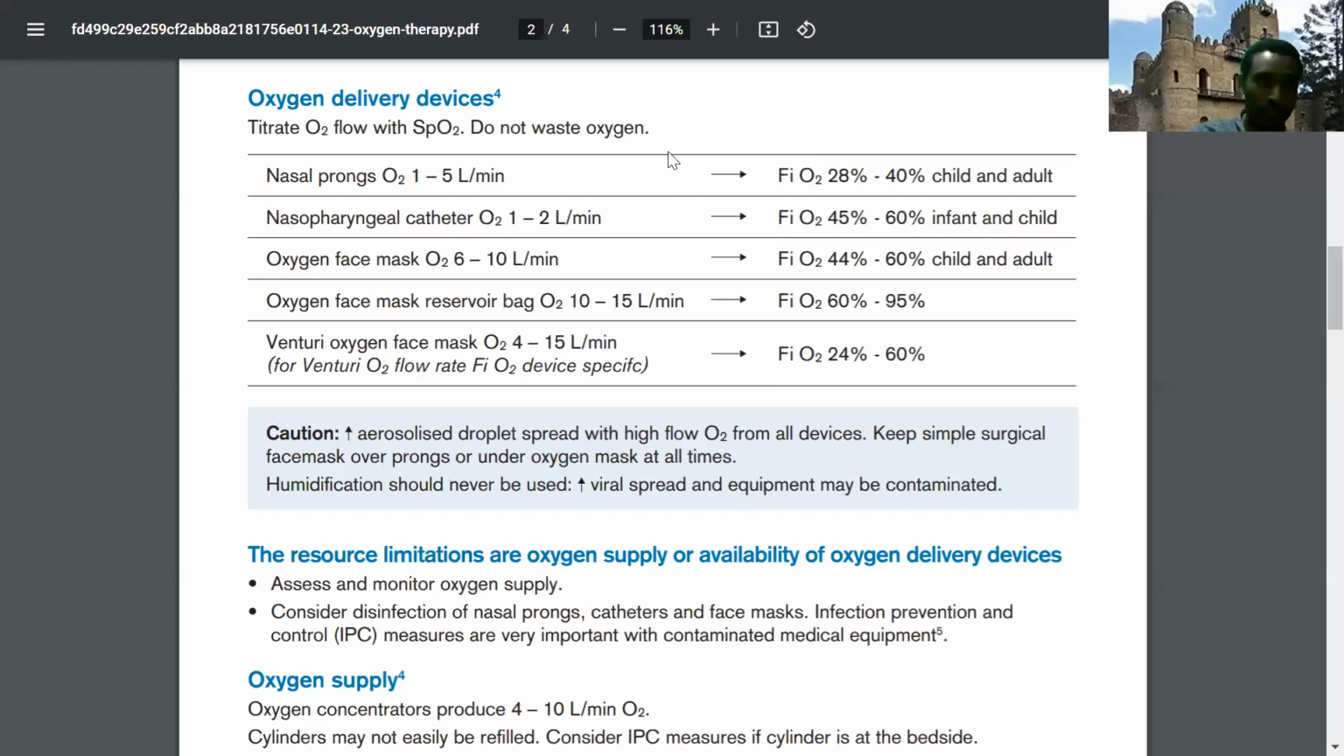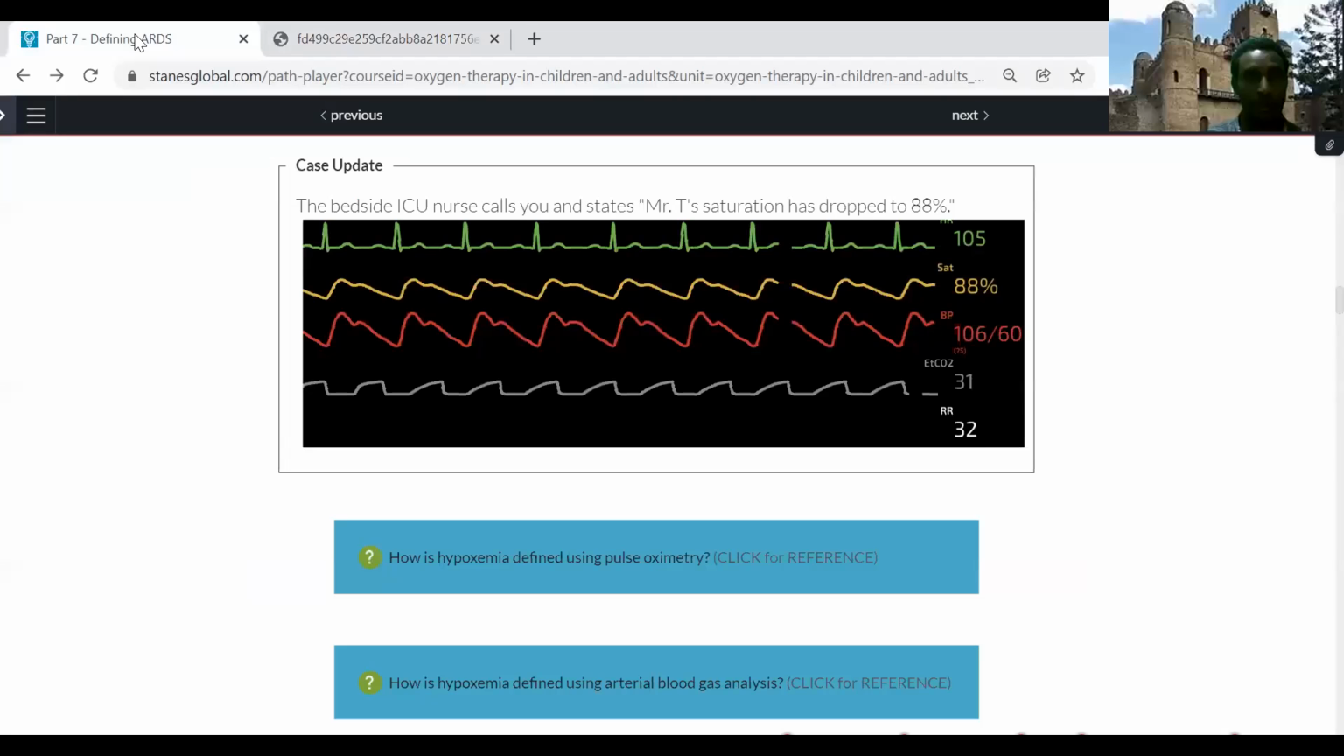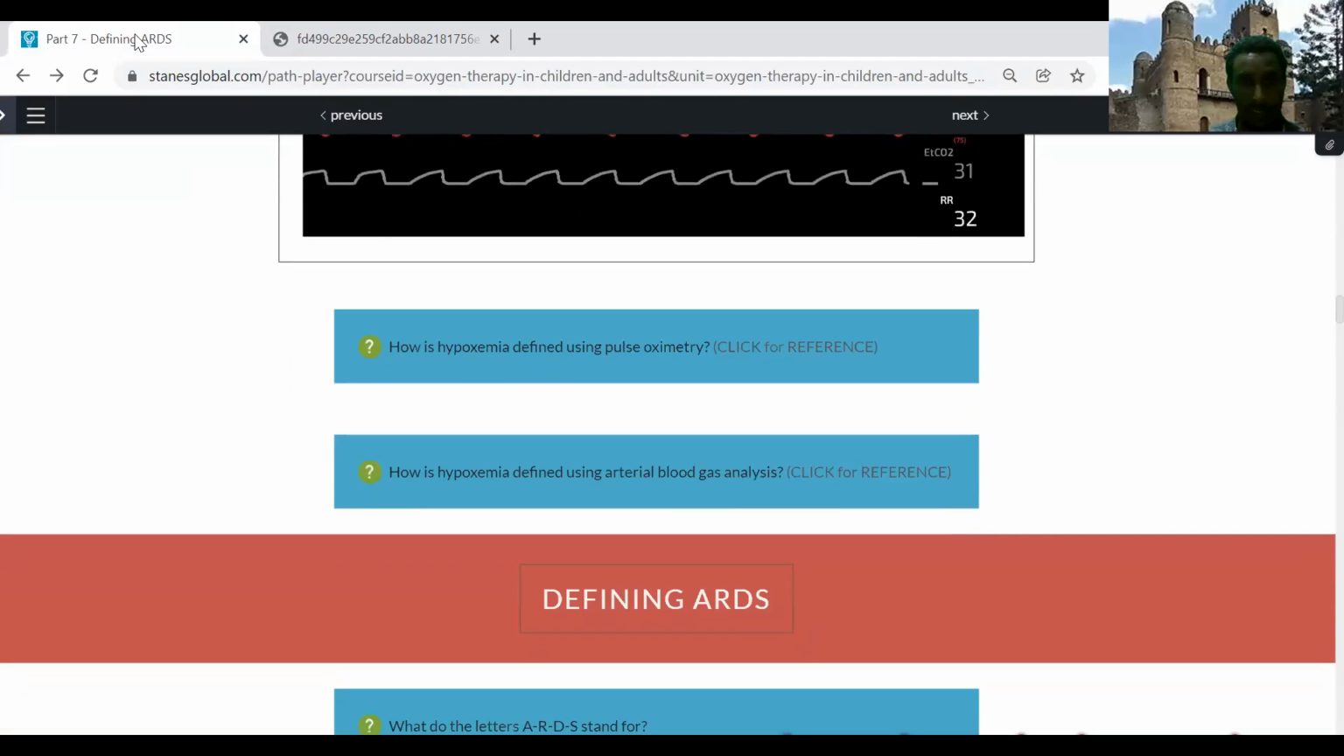So if the patient is not responding to these approaches, then further invasive airway and ventilatory treatment may be warranted, and this will be discussed in the coming topics, I think. So this is how you diagnose hypoxemia based on your pulse oximeter finding.